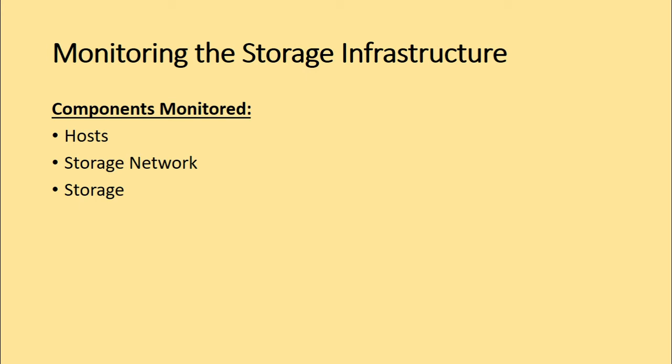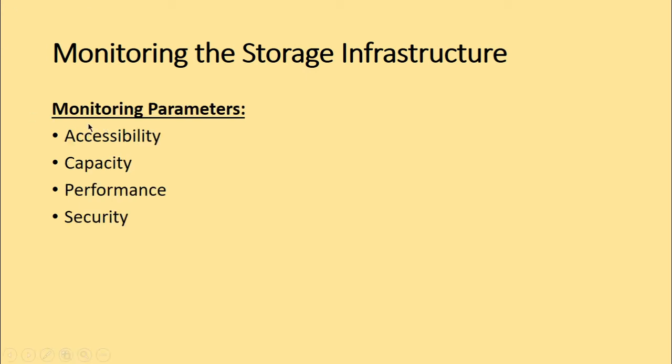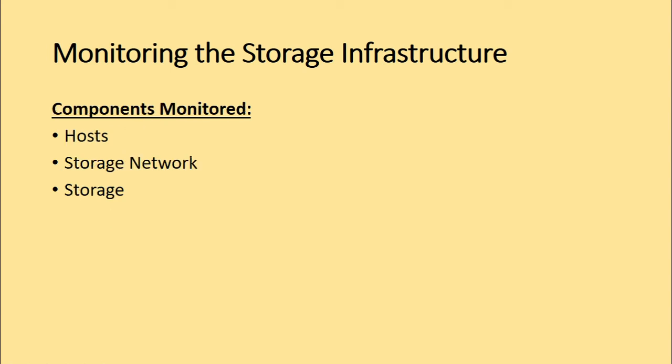So what we need to keep in mind is that whatever parameters we discussed in this slide, that is accessibility, capacity, performance and security, should be monitored for the host, for the storage network and for the storage as well. Now let us see how we can monitor these parameters for the storage network. The storage network needs to be monitored to ensure uninterrupted communication between the server and the storage array.